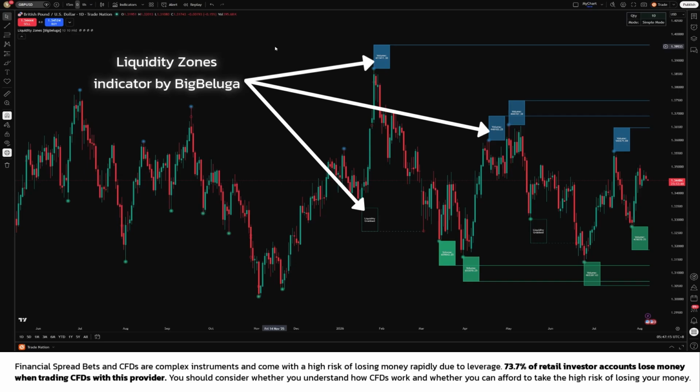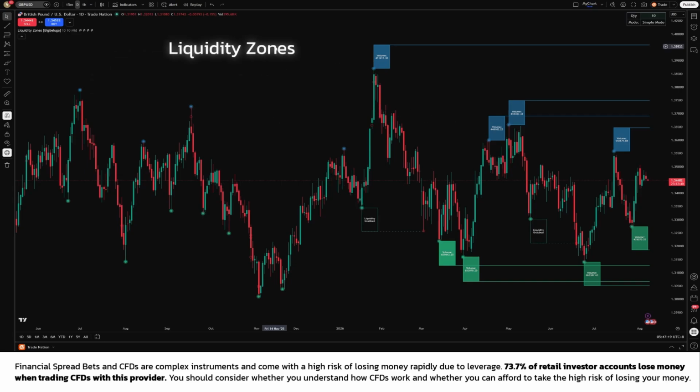BigBeluga's Liquidity Zones indicator on TradingView is designed to highlight areas where price may be sitting near meaningful liquidity using pivot highs and lows that are filtered by volume strength. Instead of marking every swing, it focuses on the zones that show stronger participation, which helps clean up the chart and keep attention on the levels that may matter more.